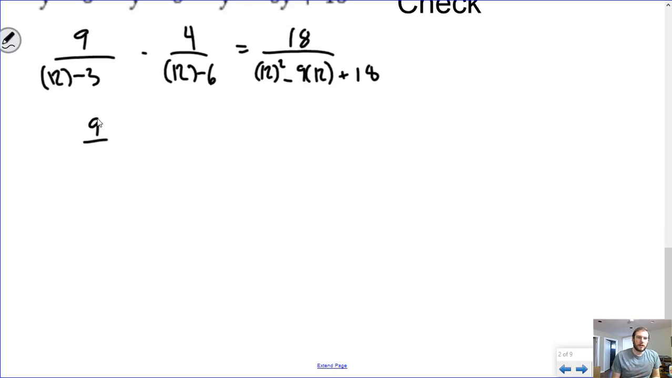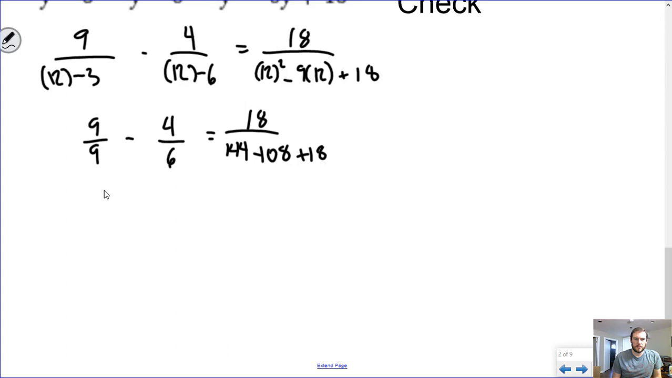So we get 9 over 12 minus 3 is 9, right? 4 over 12 minus 6 is 6. And 18 over 144 minus 108 plus 18. So 9 over 9 is 1. 4 over 6 is 2/3.